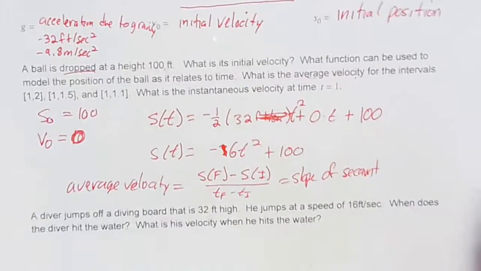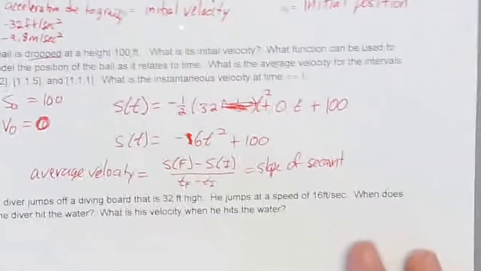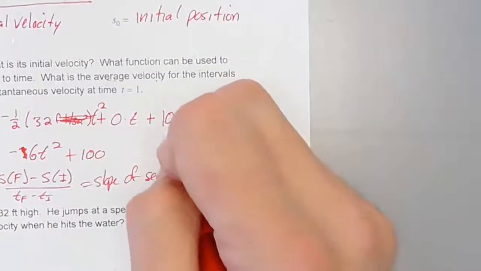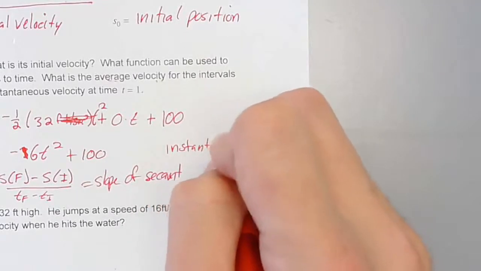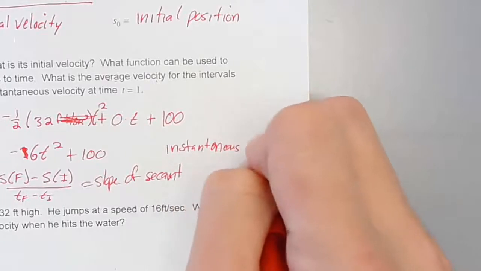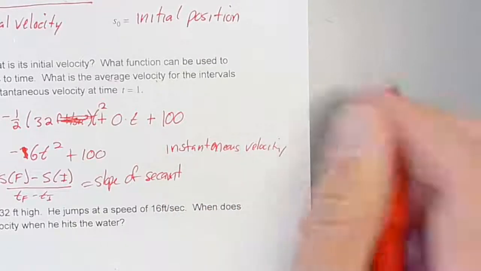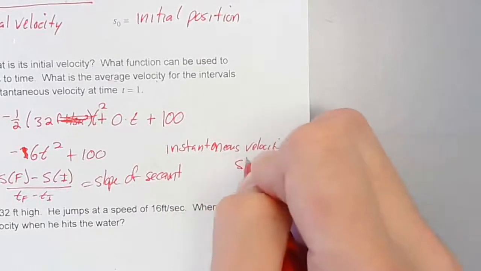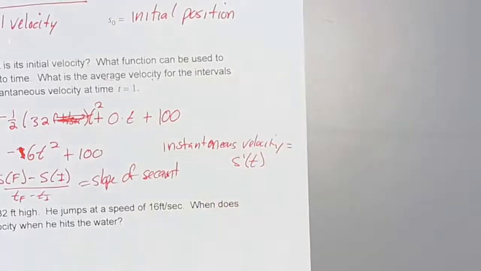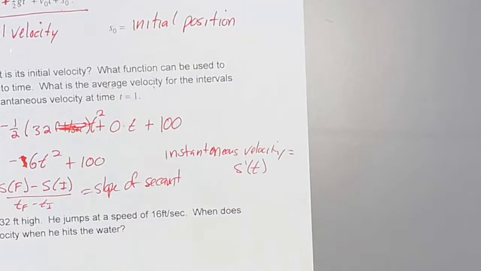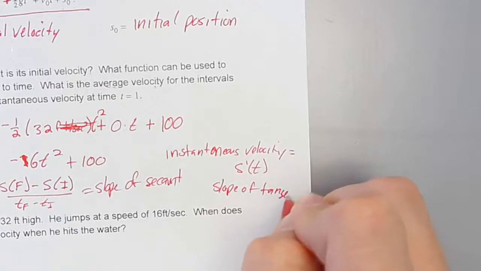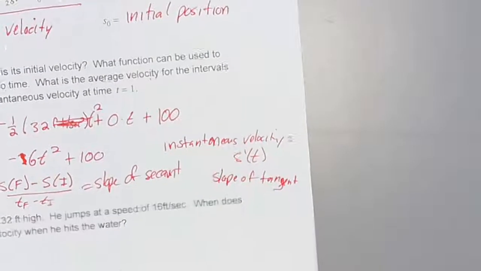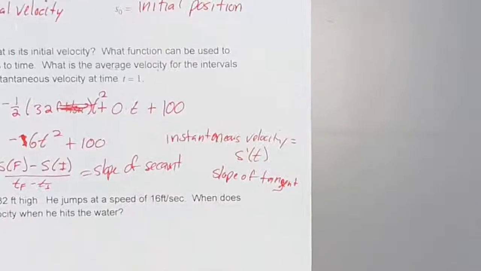If I want the instantaneous velocity, it is going to be s prime of t. So the instantaneous velocity is the slope of the tangent line. That should be enough to get you through this lesson.